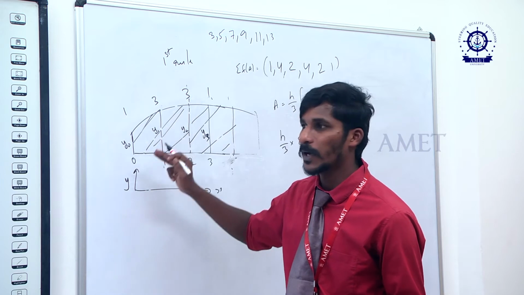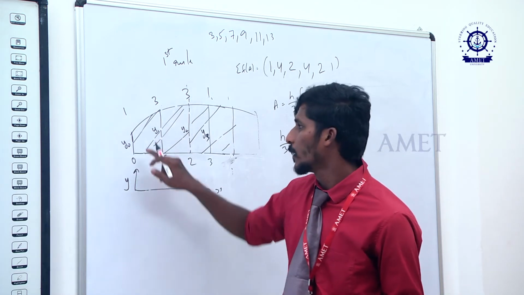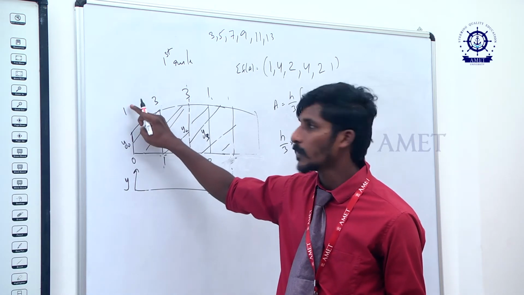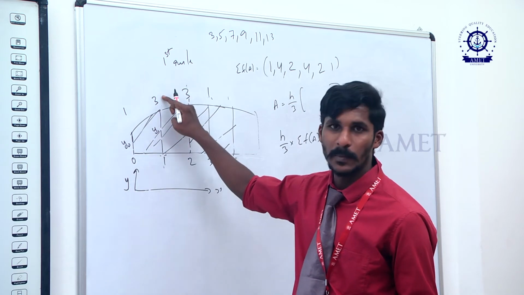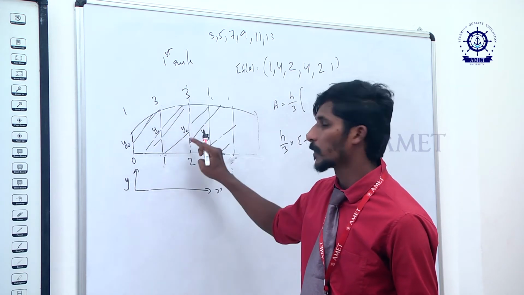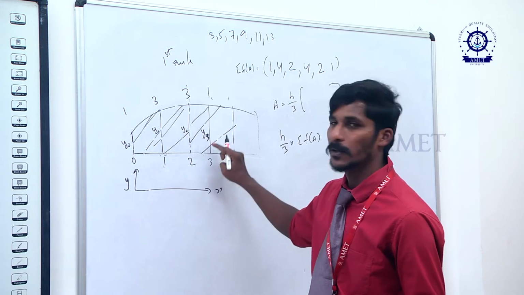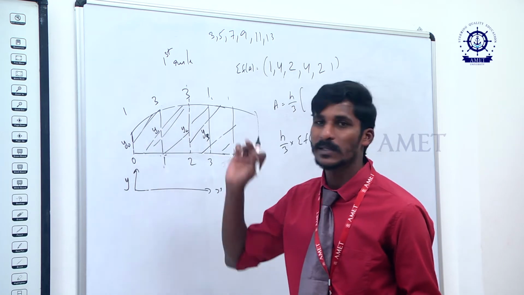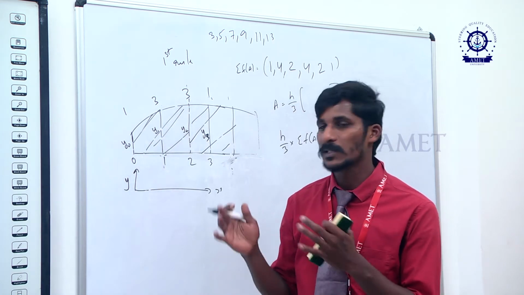So now what we have to do, similarly to what you have seen previously, each ordinate should be multiplied with the multiplier: 1 with y0, 3 with y1, 3 with y2, and then 1 with y3. You add all these products, and you will get the function of area.